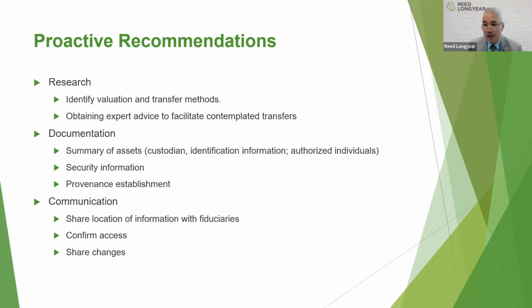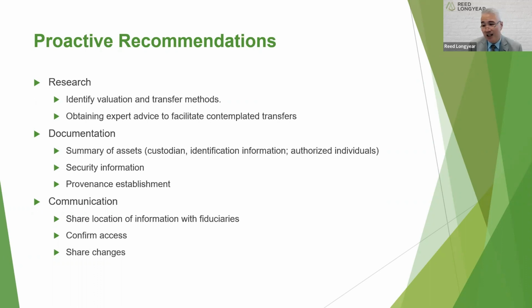Next is actually documenting that information into something such as a summary of assets that includes not only the custodian, location, and other identification information, but also authorized individuals who may have access to that particular asset, as well as documenting security information that may be required, such as locations and passwords, and collecting documentation in a centralized location to establish provenance for a particular asset if that's something that's typical.